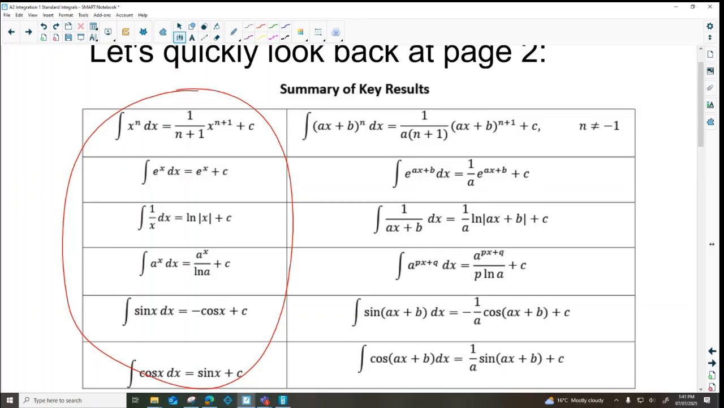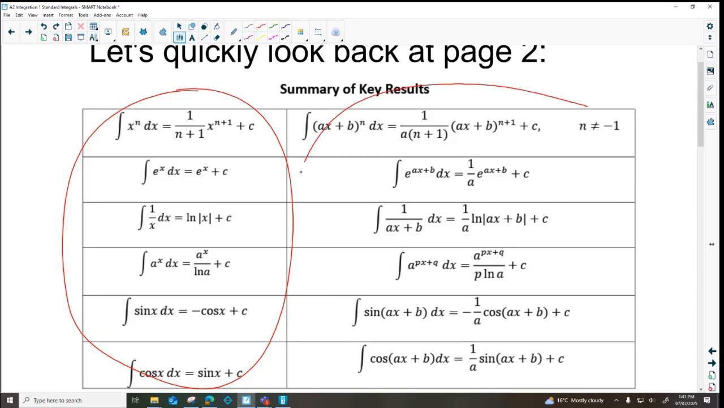x to the n: increase the power by 1, divide by the new power. e to the x integrates to give e to the x. 1 over x becomes ln x. a to the x becomes a to the x over ln a. Sine becomes minus cos. Cos becomes sine. That was the first lesson.